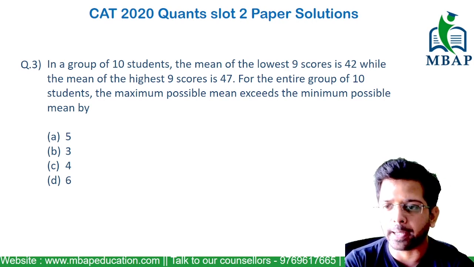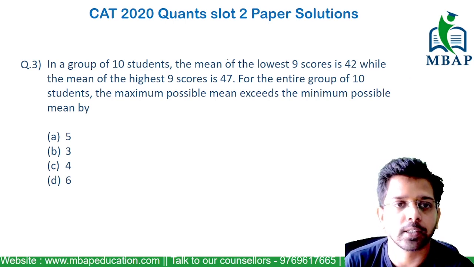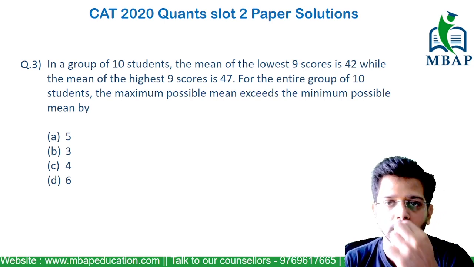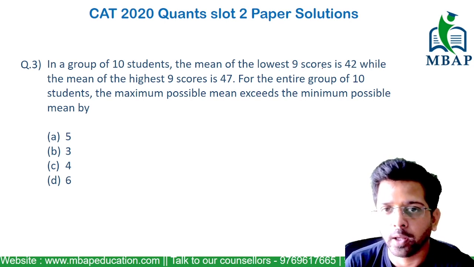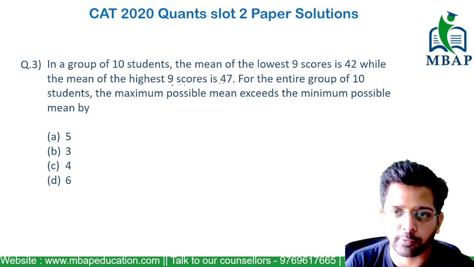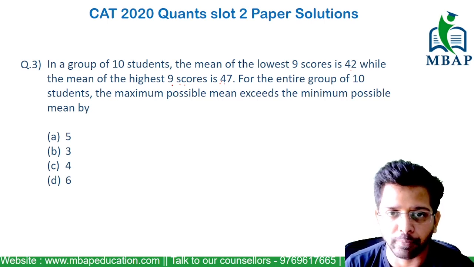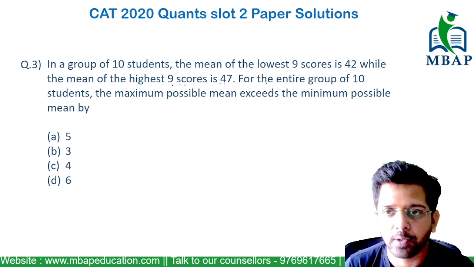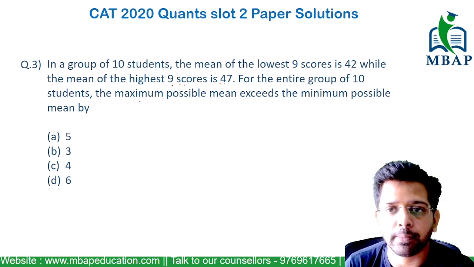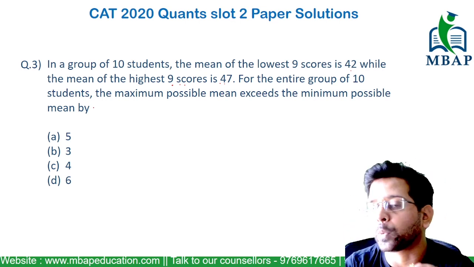Now let's take an easy question. This is question number 3, which came in CAT 2020 slot 2. Read the question well. The question says, in a group of 10 students, the mean of the lowest 9 students' scores is 42, while the mean of the highest 9 scorers is 47. So the bottom 9 and the topmost 9, the means have been given to you as 42 and 47. For the mean of the entire group of 10 students, what is the maximum possible deviation between the two given sets is the question that they are asking you.